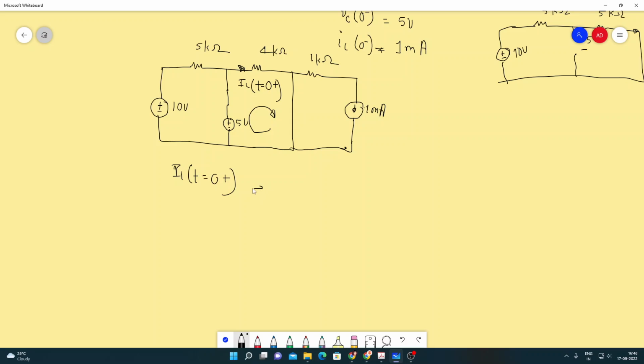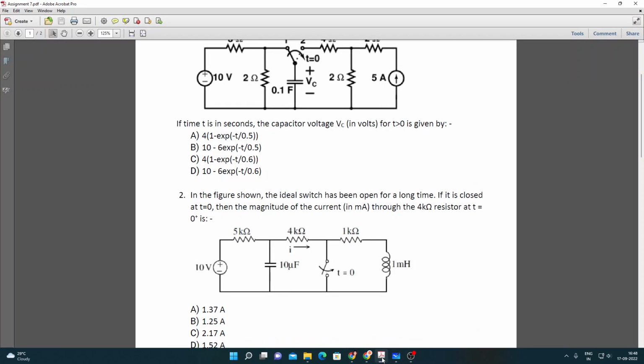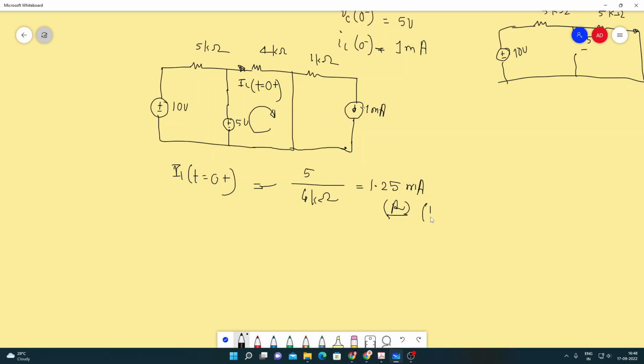So that's 5 volts. We have only one voltage, so that's 5 volts. The voltage captured across the capacitor by the 4 kilo ohm resistance, 4 kilo ohms. This will give us 1.25 milliampere. That's the answer. I think the option is B.